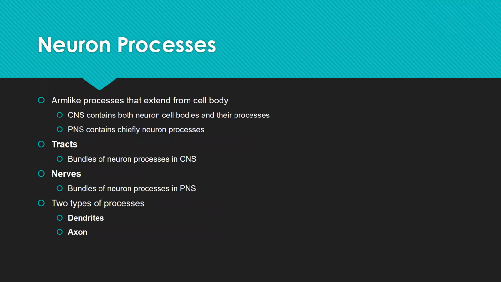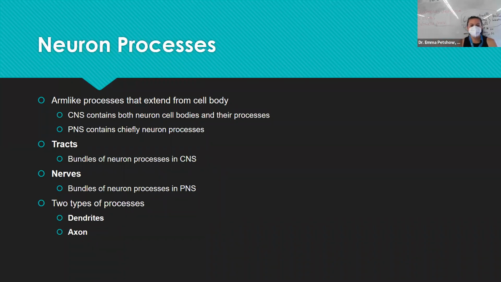So what are some of the processes that neurons can have? We talked about the cell body. Some processes that a neuron can have are these arm-like projections that extend from the cell body. The CNS can have both neuronal cell bodies as well as their processes. The peripheral nervous system can have neuronal cell bodies, but for the most part, it includes the cell processes more than the cell bodies themselves. But there are ganglia and neurons in the peripheral nervous system, so this is not an all or nothing. If we're talking about where the majority of neuron cell bodies are, they're mostly in the CNS. We know there are some in the peripheral nervous system as well.